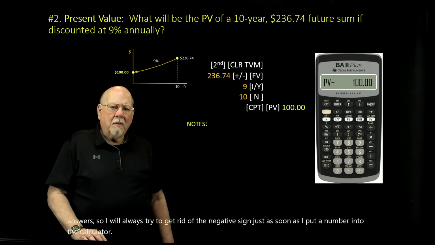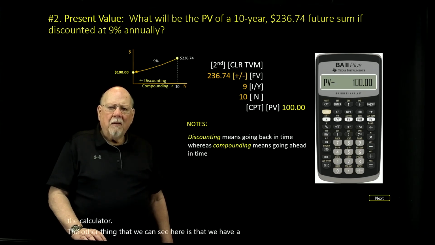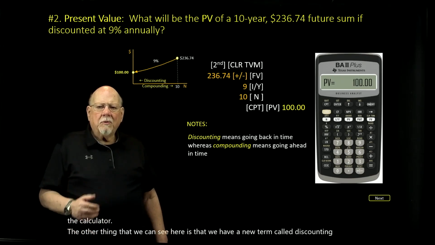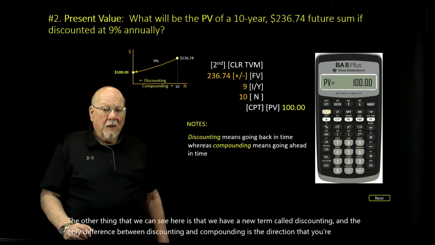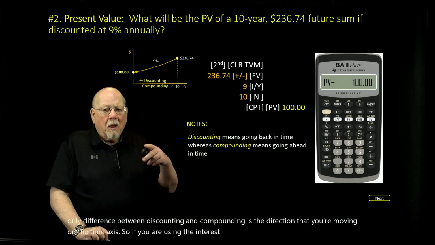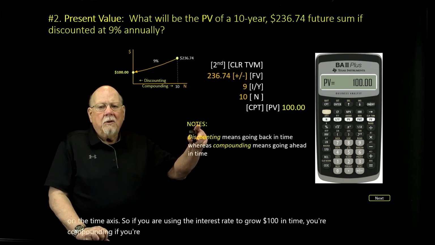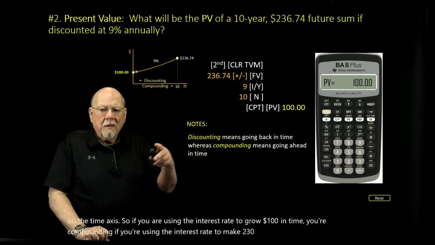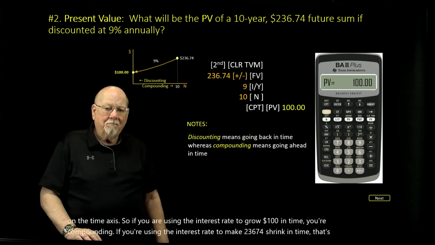The other thing that we can see here is that we have a new term called discounting. And the only difference between discounting and compounding is the direction that you're moving on the time axis. So if you are using the interest rate to grow $100 in time, you're compounding. If you're using the interest rate to make 236.74 shrink in time, that's discounting. Difference between the two.